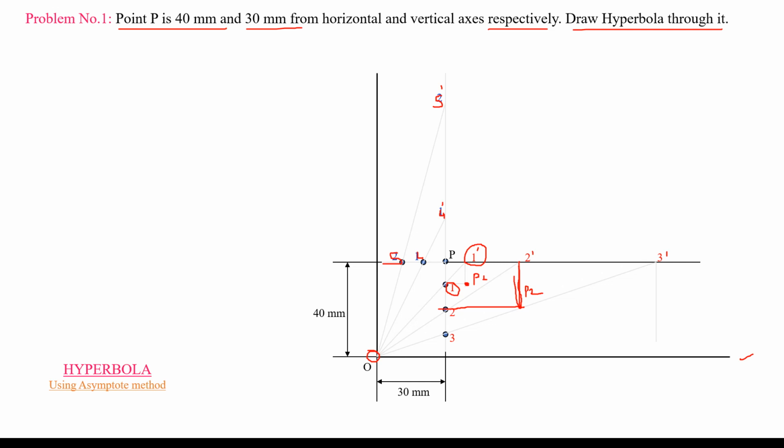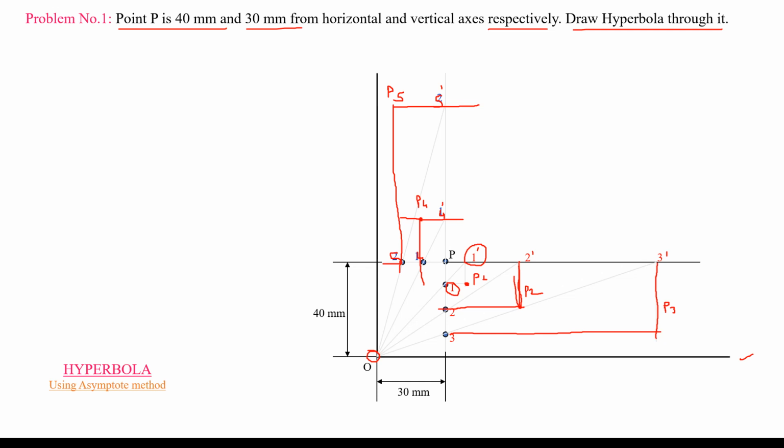Similarly, to get P3, you will draw a parallel line from 3 dash and 3. So you will get P3. Similarly, on the vertical axis, a horizontal line from 4 dash and a vertical line parallel to the y asymptote from this. So you will get P4. Similarly, from 5 dash, a horizontal line and vertical line. So you will get P5. Now you have got 6 points: P5, P4, P itself, then P1, P2, P3.